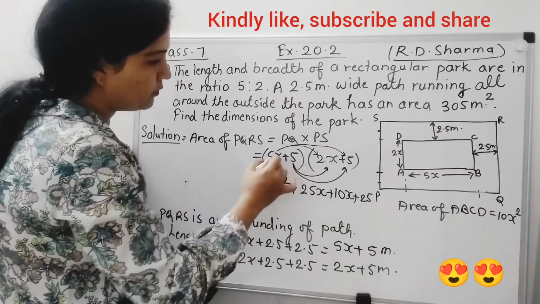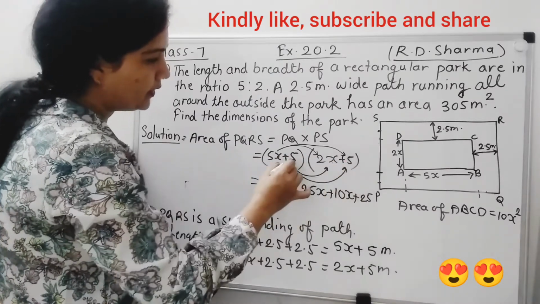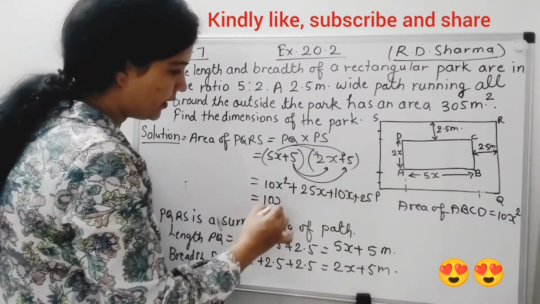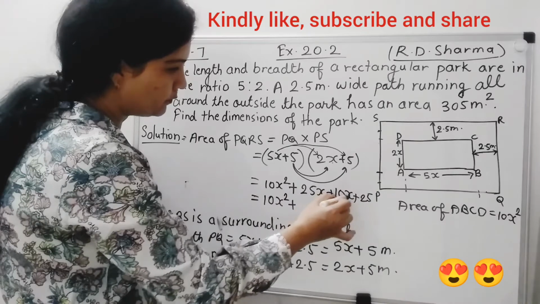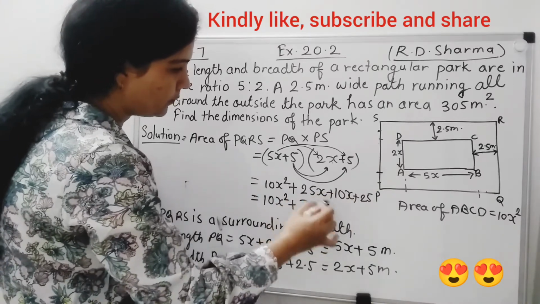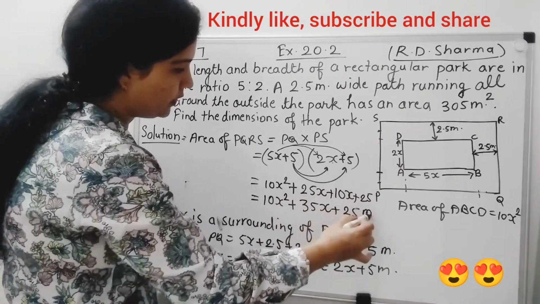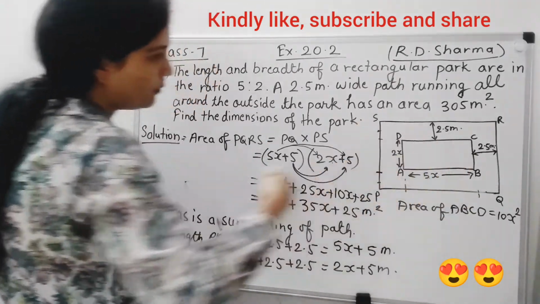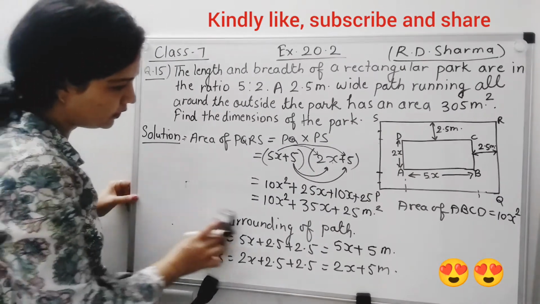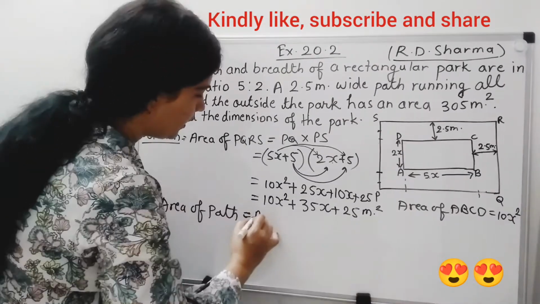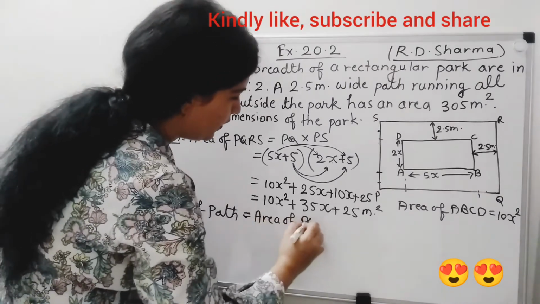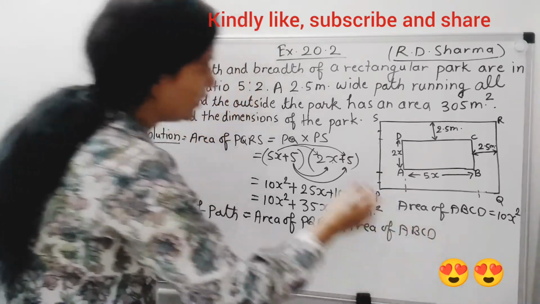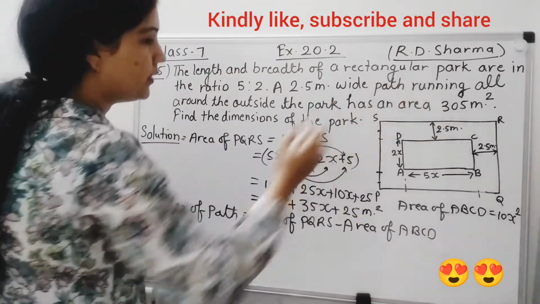Like this we will multiply. The first term of this bracket will be multiplied by both the terms of the next bracket, and then the second term will again be multiplied with both the terms of the second bracket. So it will be 10x square plus 25x plus 10x, which will be added because both are positive, plus 25. So this will be the area of PQRS. Now we found the area of PQRS, and we found the area of ABCD. Now we'll find out the area of the path. Area of PQRS minus area of ABCD.